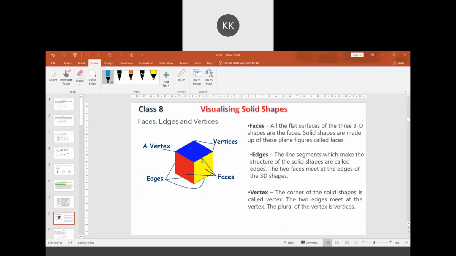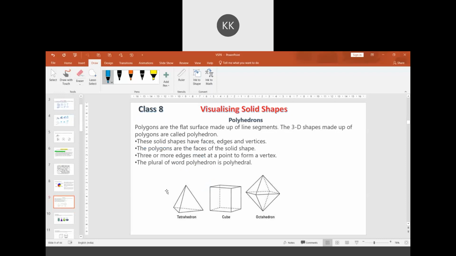These corners are called vertices, and there are 8 vertices for this figure. So 8 vertices are there, 12 edges are there, and 6 faces are there.